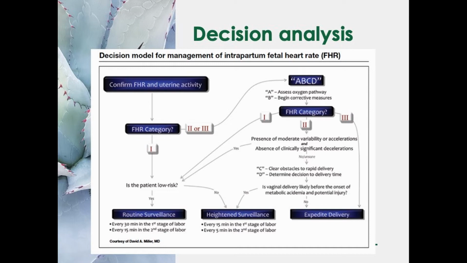And then in this pathway, is vaginal delivery likely before the onset of metabolic acidemia and potential injury? Now, I think this is a question for the physicians, not for the nurses. This is where we need to come in and evaluate. We need your help clearing those obstacles. And then we need to come in and really decide how much time we have and if we think we can safely proceed with operative delivery or not. If we can't, then we need to expedite the delivery surgically or operatively. And if we think that vaginal delivery is likely before the onset of acidemia, then we can increase and heighten our surveillance monitor because we are never sure if we're right, and we could have more rapid deterioration than we were expecting.